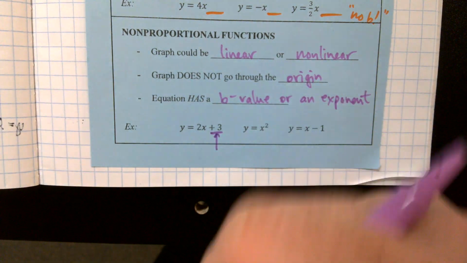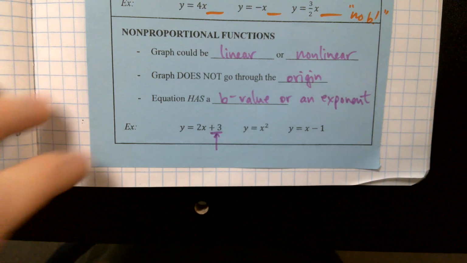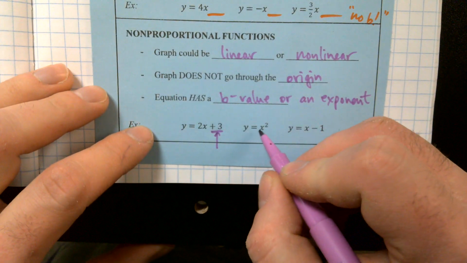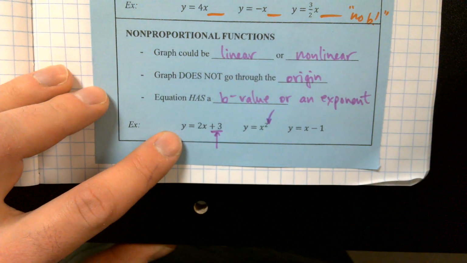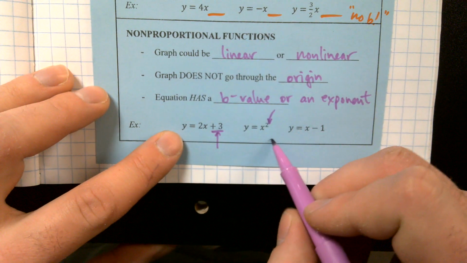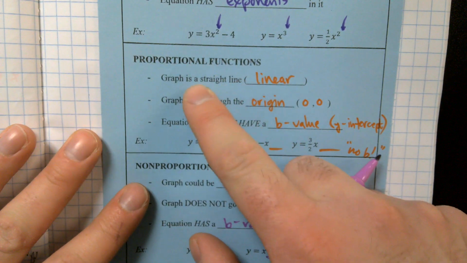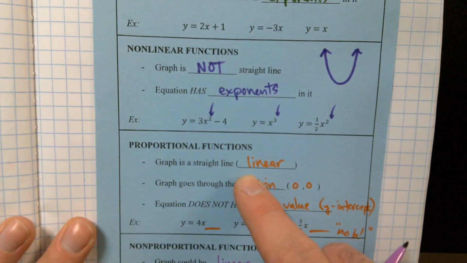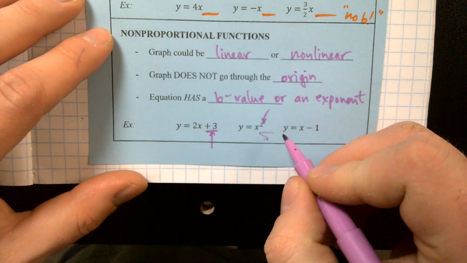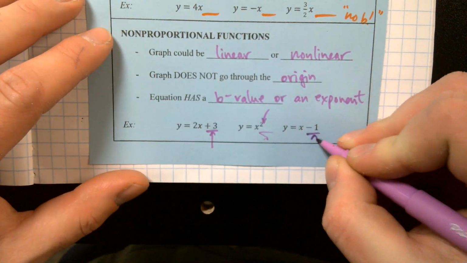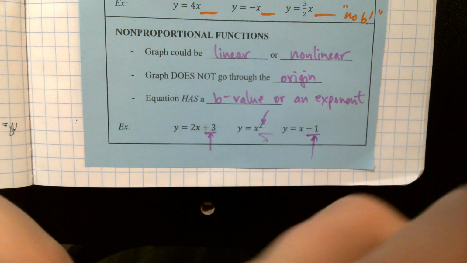So y equals 2x plus 3. That plus 3, that's my b value. I know right away that's non-proportional. Y equals x squared. I see that little exponent. I know right away that it's non-proportional. Even though it doesn't have a b value, for something to be proportional, it has to be a straight line. And if it has an exponent, it's not a straight line. Okay? And y equals x minus 1. Boom, there's my b value right there. So I know that that is non-proportional as well.